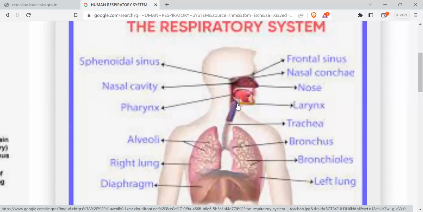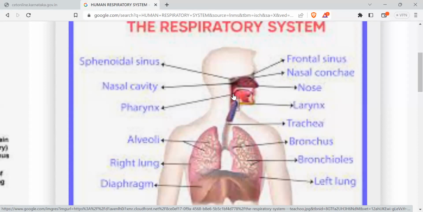So nostril, I think we all know. Through our nasal passage only we are taking in the air, where the air flows throughout the body. So what is the purpose of the nasal cavity? It is used to warm the air before it reaches the lungs. And then you can see something called the pharynx here.